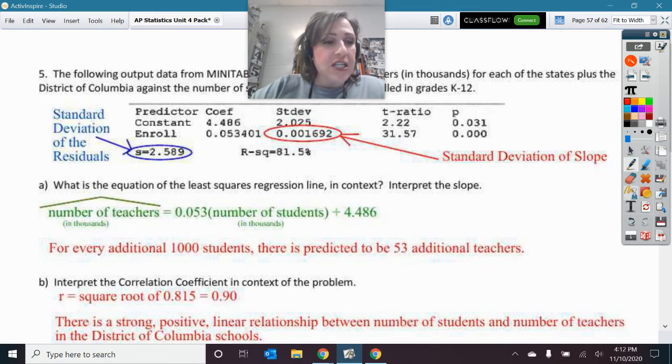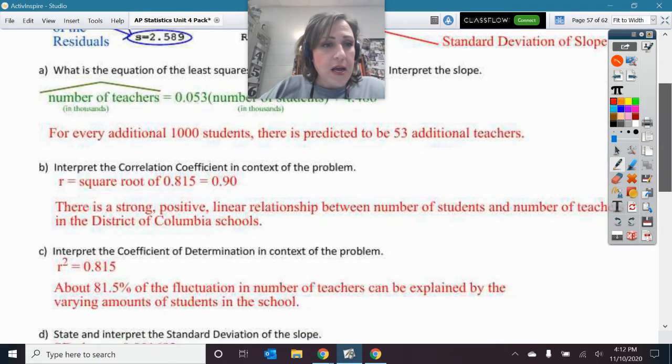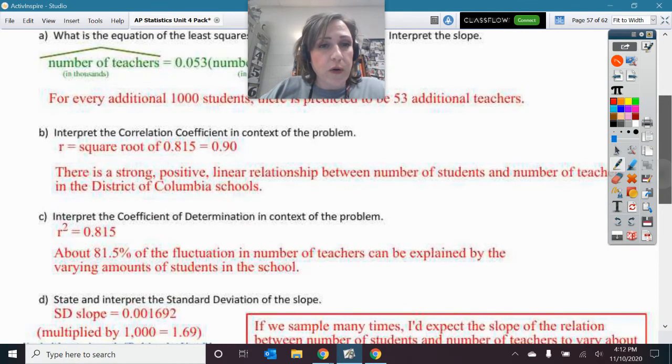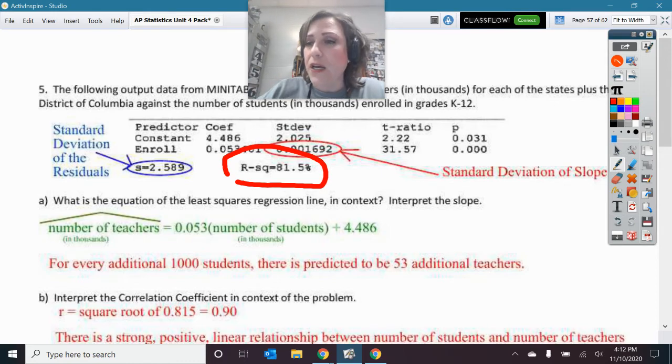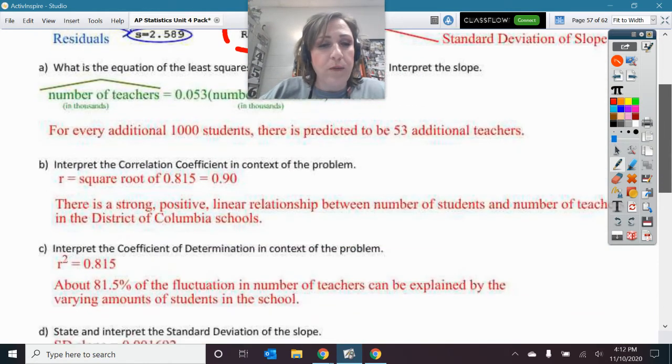Okay, next, interpret the slope. For every additional 1,000 students, there's predicted to be 53 additional teachers. Next, interpret the correlation coefficient. That's the square root of this 0.815, not the square root of 81.5.